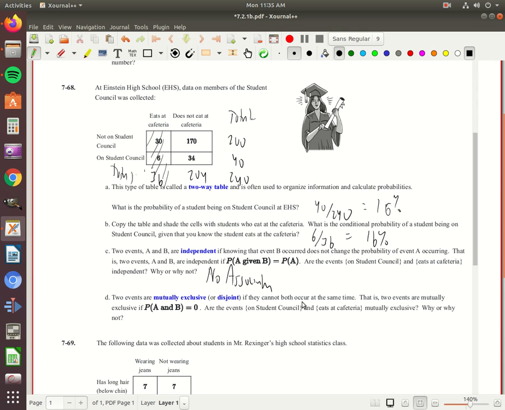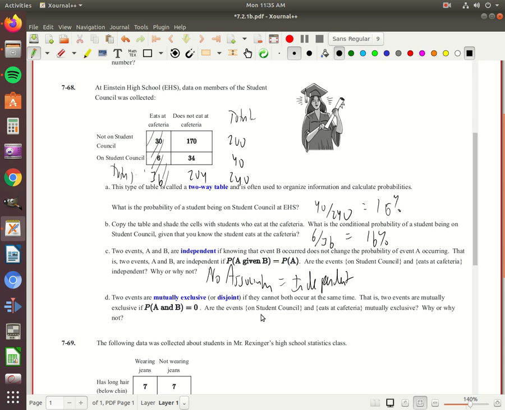And again, that also means independent because those numbers don't change. It says two events are mutually exclusive if they cannot both occur at the same time. That is, two events are mutually exclusive if the probability is 0.